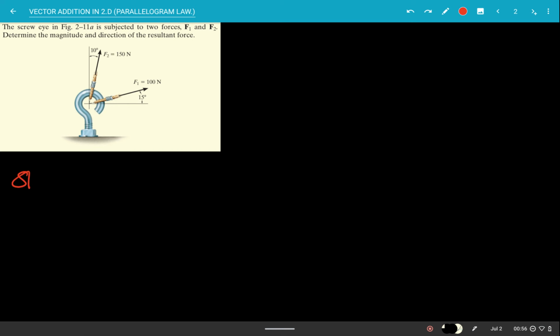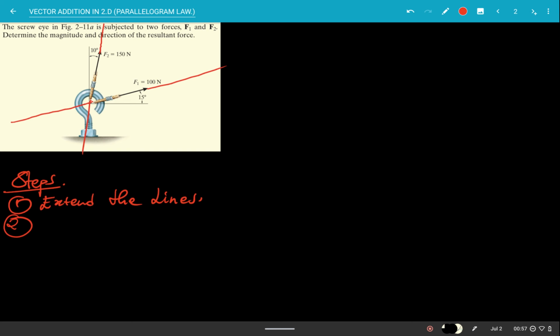So let me write the steps here. Step 1, extend the lines. Now these steps I'm giving you are the steps you have to use regardless of what they ask you to find, provided that you are applying the parallelogram law. Step 1, extend the lines. So I'll extend the lines of the vectors I've been given. I have F1, I extend F1. It doesn't have to be to scale, just extend the lines. I also extend F2 like that. So I've extended the lines.